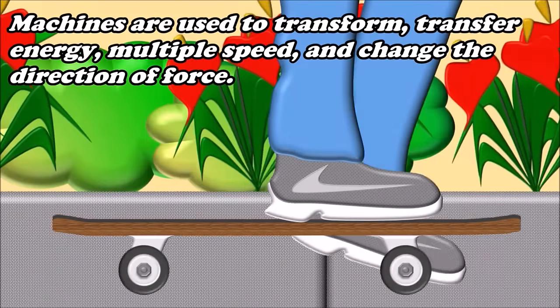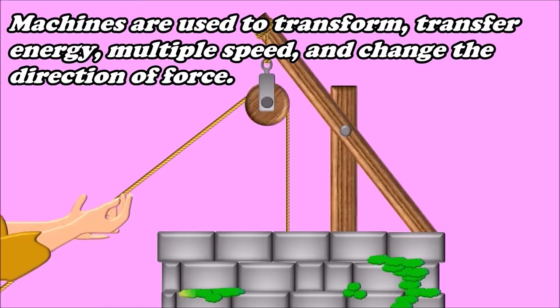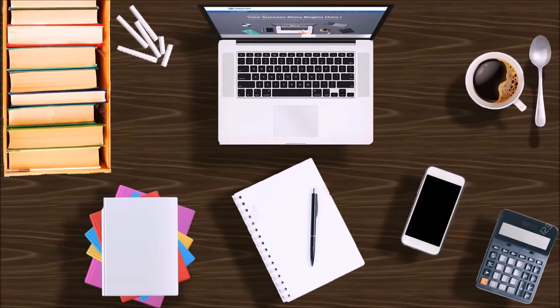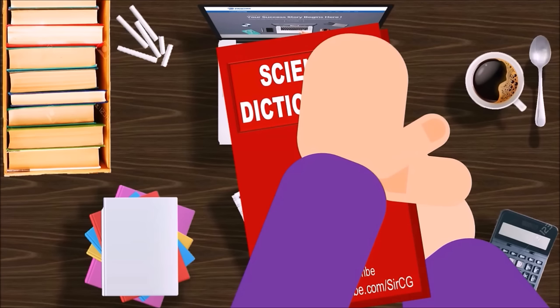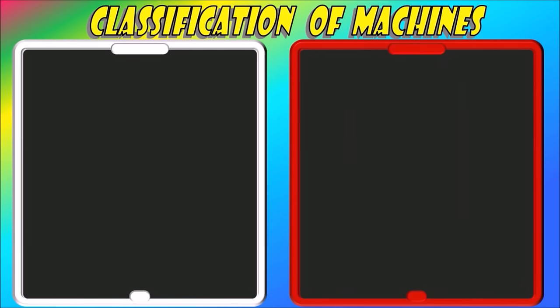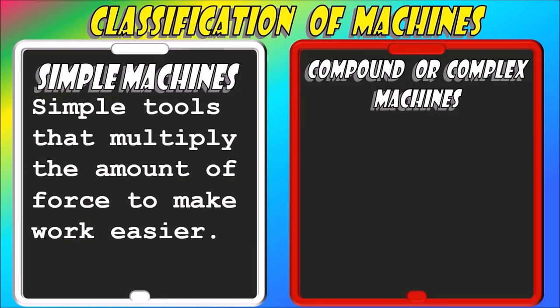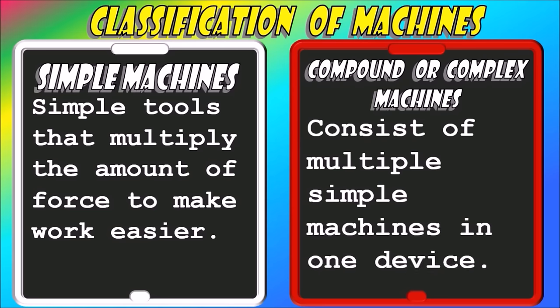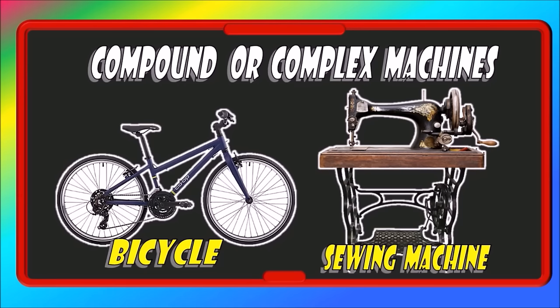Machines are used to transfer energy, multiply speed, and change the direction of the force. Simple machines do work in one movement or one type of work easing device. Machines can be classified as simple machines and compound or complex machines. Simple machines are simple tools that multiply the amount of force to make work easier, while a compound machine consists of multiple simple machines in one device. Bicycles and sewing machines are examples of compound machines.